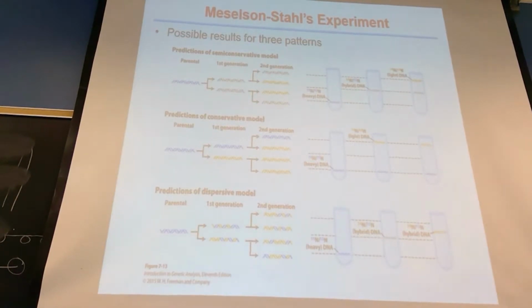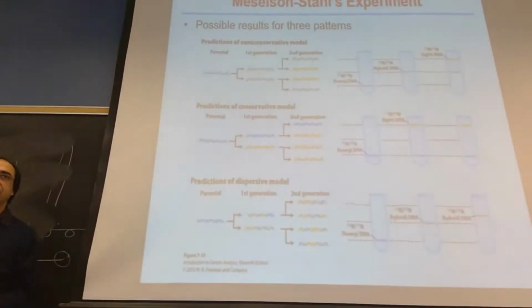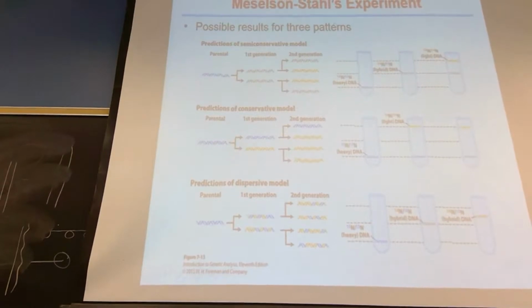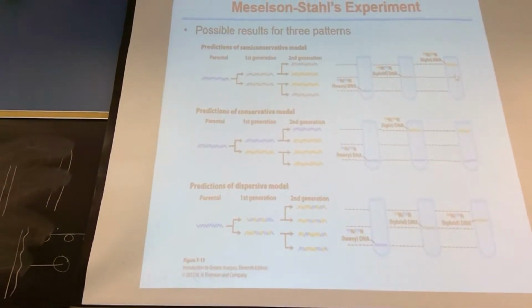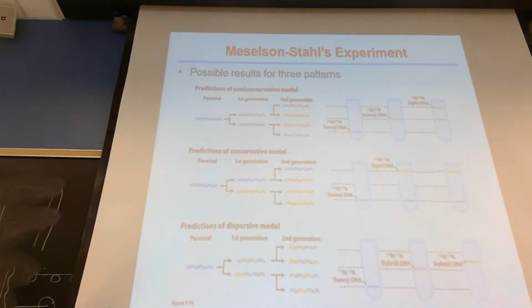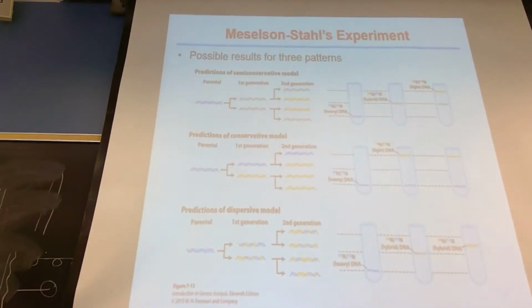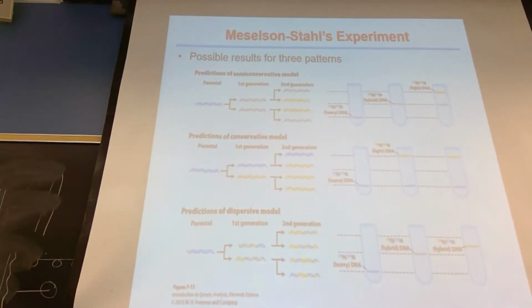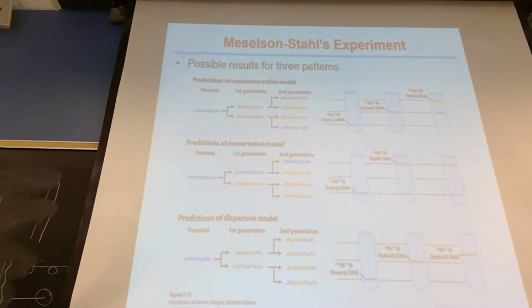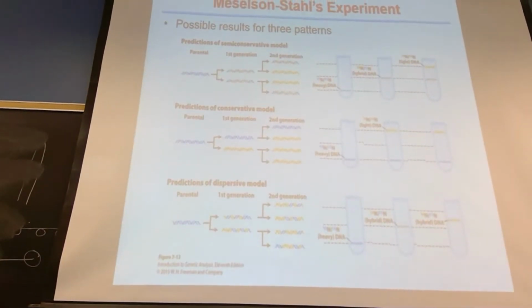This is hypothetical. In the experiment, they found the first one. Okay, that is this one. This kind of banding pattern tells us that DNA replication is semi-conservative. So there should be one parental DNA. Around the parental DNA, the new DNA is formed. Okay, this is the Meselson-Stahl experiment.